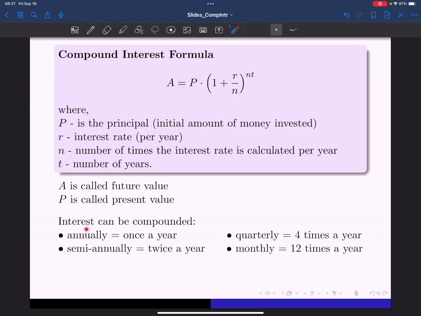Now, interest can be compounded or calculated annually, that means once a year, semi-annually, which means twice a year, quarterly, that would be 4 times a year, monthly, 12 times a year, or daily would be 365 times per year.